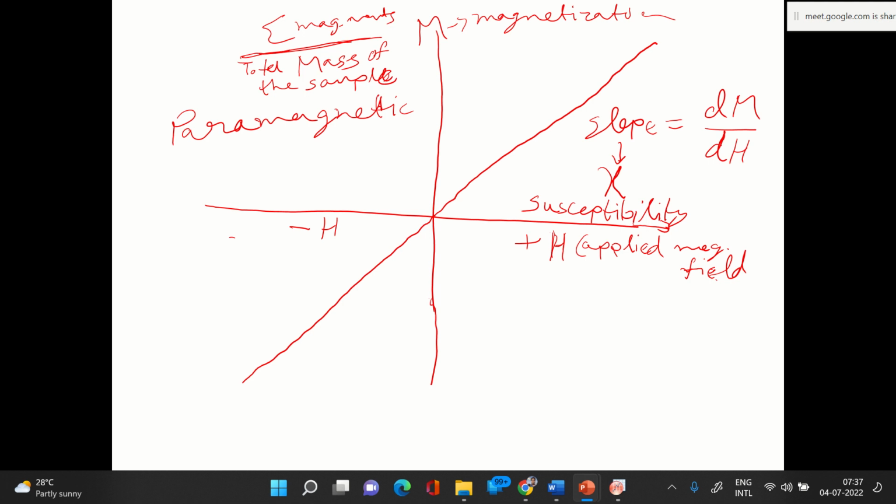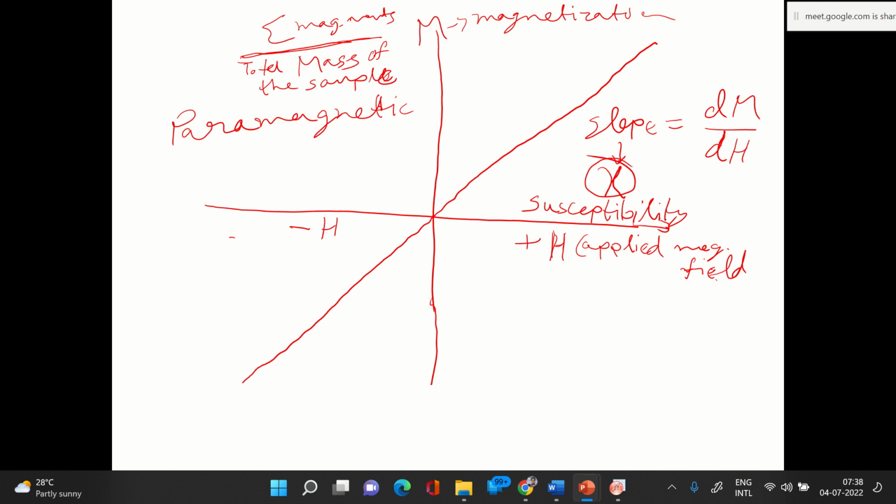You say susceptible to something, like someone is susceptible to diseases, susceptible to cold and cough. Susceptible means how easily, when you apply a magnetic field, magnetization develops in it. So that is susceptibility. If it is a high slope, greater is the slope, greater is the susceptibility, and dM by dH is your magnetic susceptibility. That's the point.